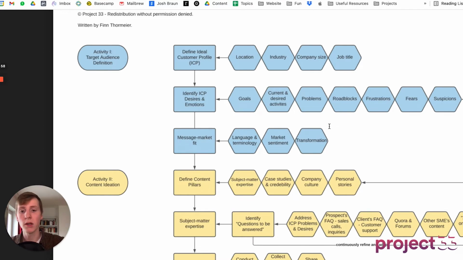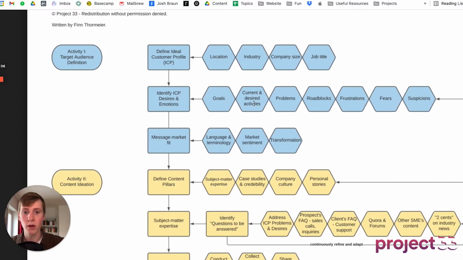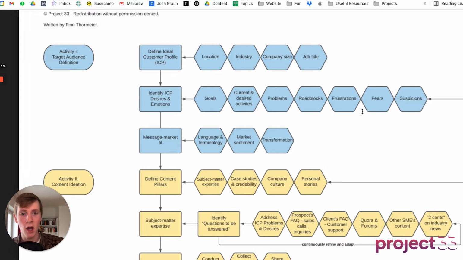But more importantly, we dig into the desires and emotions of the people that you're selling to. So there are psychometrics. What are their goals? What are they currently doing to solve their problems? What are their desired activities, problems, roadblocks, frustrations, fears, suspicions? All of these are inputs to create content for you that will actually resonate with your customers. And we need to define these in the onboarding in depth so that we know how to create content for you that will resonate with your market.